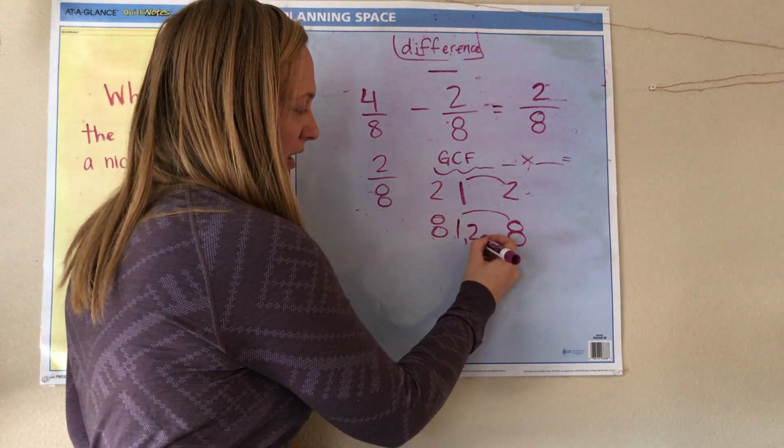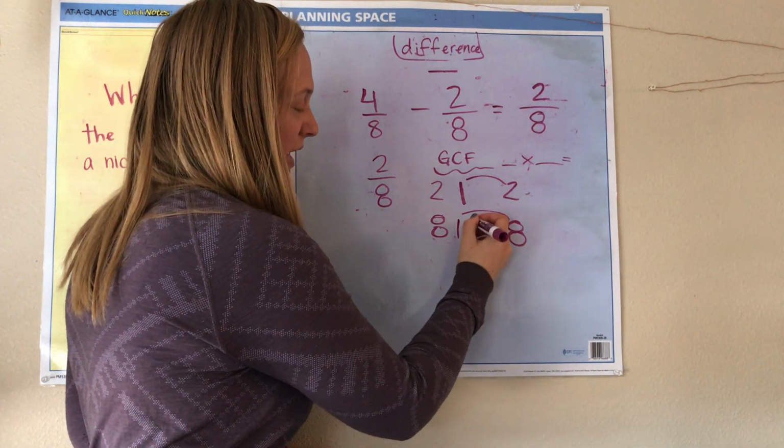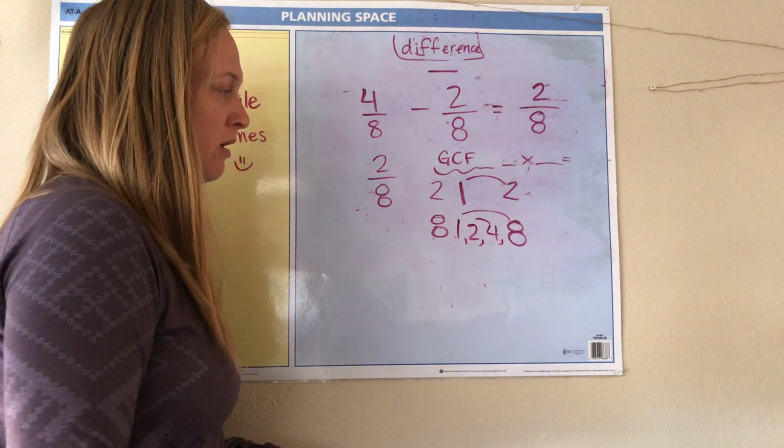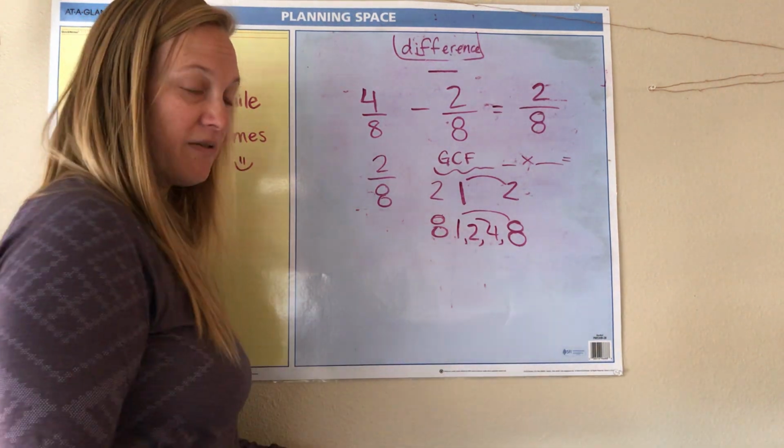Another factor pair is 2 and 4, right? 2 times 4 equals 8. Those are your factors of 8.